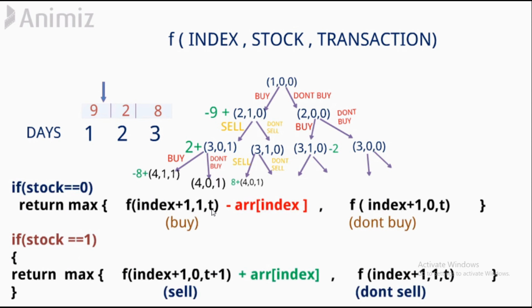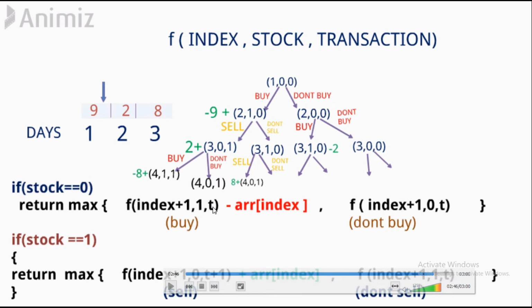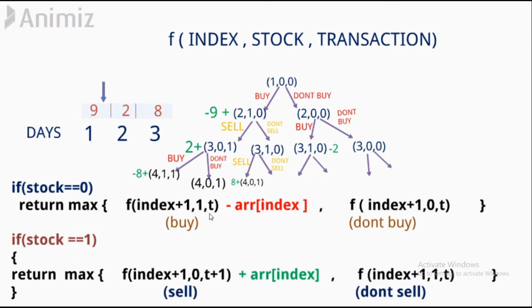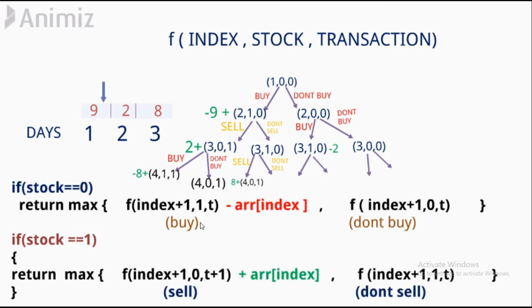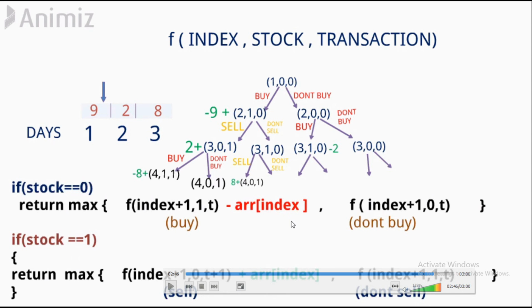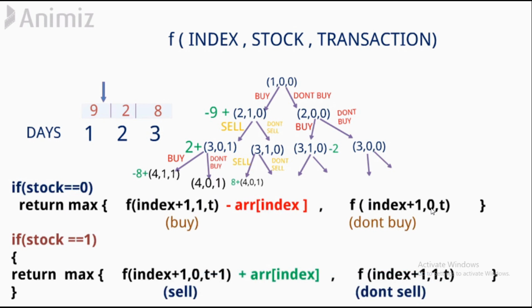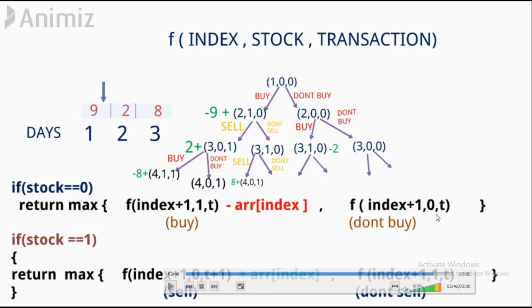No transaction has happened yet because for a transaction to happen, we need two things, buy plus sell. Now minus this value, because we are buying something and giving money from our pocket. So it is our loss here. Now this function is don't buy: index increases, stock doesn't change, it remains 0, and transaction doesn't increase, for known reasons. Out of these two functions, whichever returns the maximum profit, I return that. This is the case when we have no stock available with us.